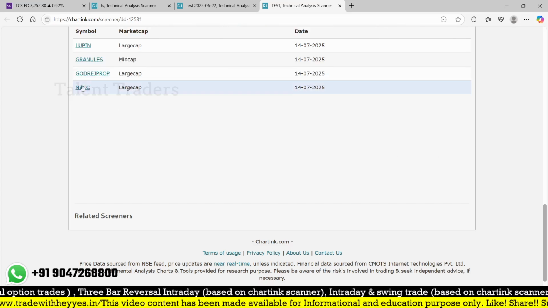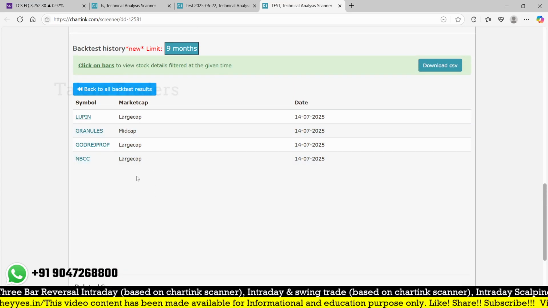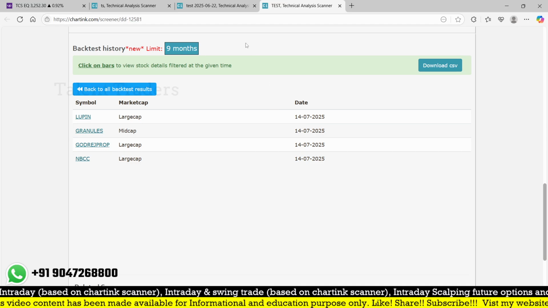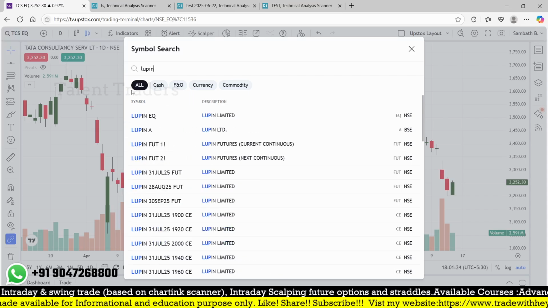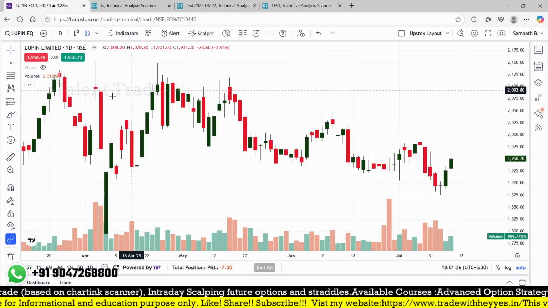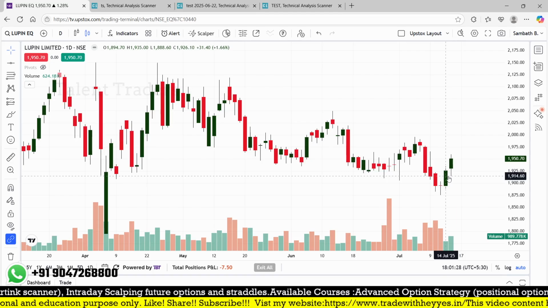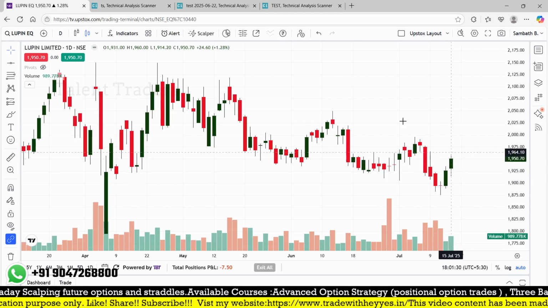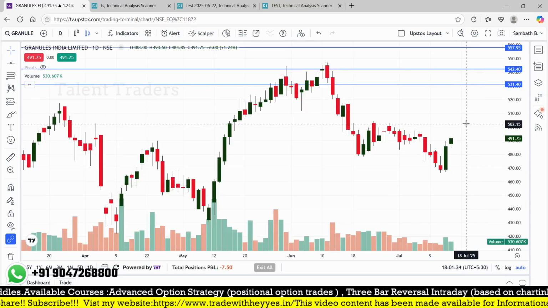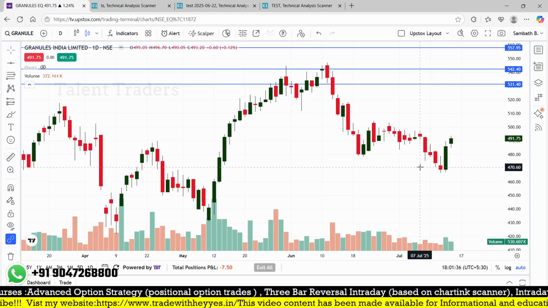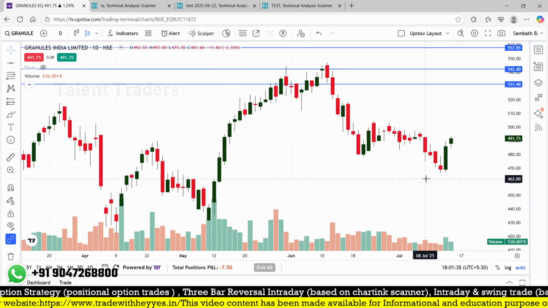Yesterday we had Lupin and Granules, and these are all the stocks based on that particular scanner. Let me check. It's a daily-based EOD scanner. Lupin: yesterday's closing compared to today is more than 1.2%. Granules is also slightly higher compared to the previous day. So this is about BTST: yesterday we buy, next day we sell, like that.